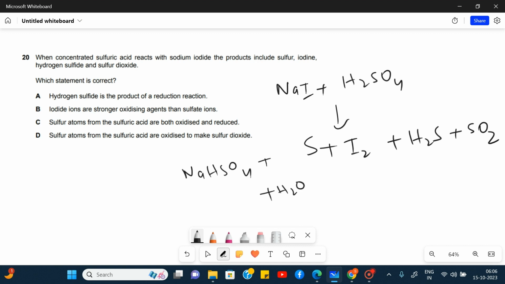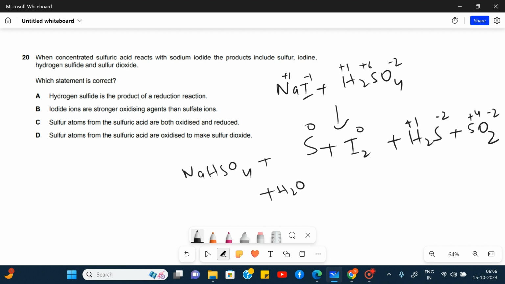Now the question is which statement is correct. If I look at the first option, hydrogen sulfide is the product of reduction reaction. So let's find out the oxidation number of each of these species. Sodium will have +1 oxidation number, iodine will have -1, here hydrogen will have +1, sulfur will have +6, you can calculate, and oxygen will have -2. Sulfur here will have 0, iodine will have 0, hydrogen +1 and sulfur will have -2. In this case sulfur will have +4 and this will have -2.